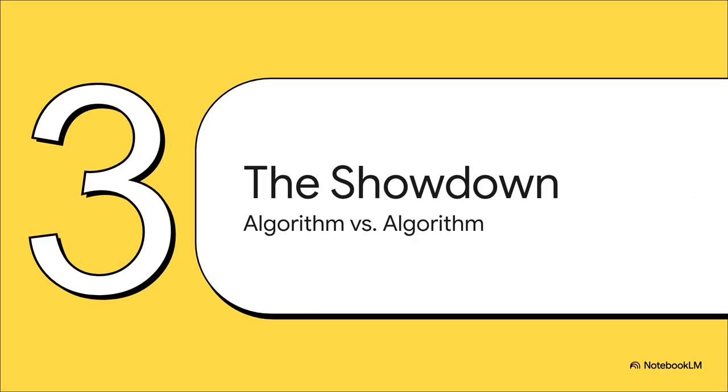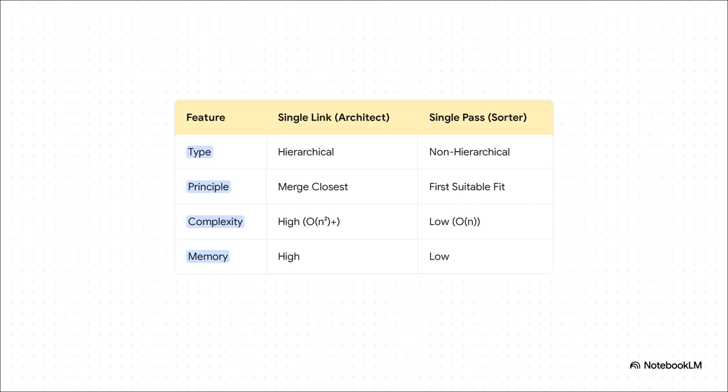So there you have it, our two contenders, the meticulous, careful architect and the blazing fast sorter. Now let's really put them head-to-head to see how they stack up. This table really lays out the core differences perfectly. The architect's whole deal is that it has to find the absolute closest pair at every single step. The sorter, it just needs the first good enough fit.